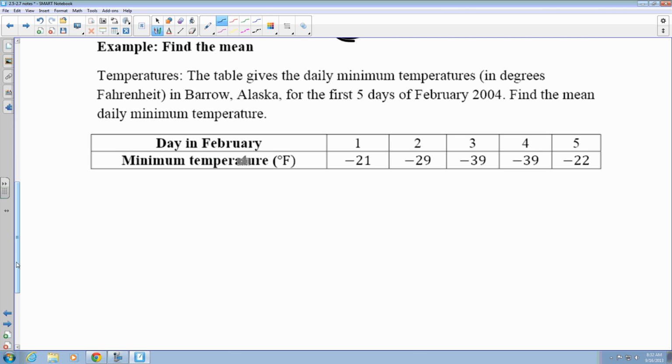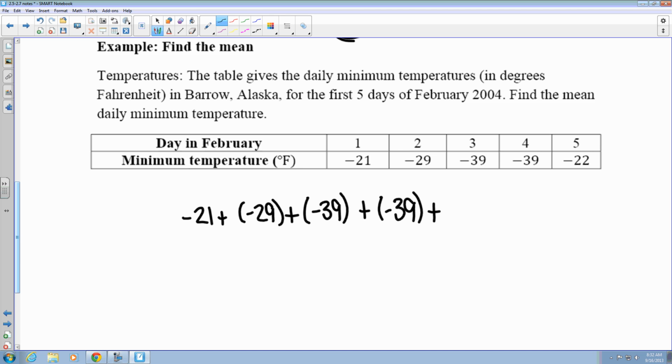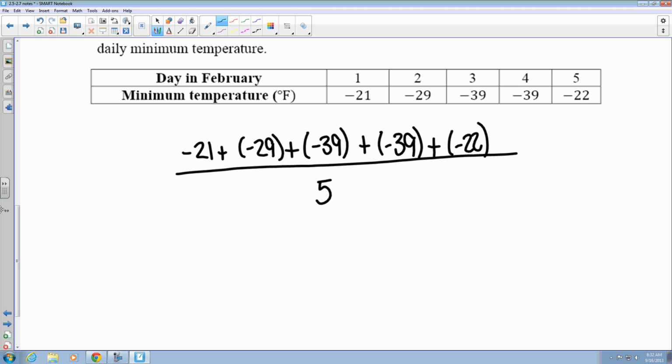The table gives the daily minimum temperatures in Barrow, Alaska for the first 5 days in February of 2004. Find the mean daily minimum temperature. To find the mean, we have to add everything up and divide by our number of numbers. So our minimum temperatures are negative 21, negative 29, negative 39, negative 39 again, and negative 22. Since we have 5 terms here, we need to divide that by 5.